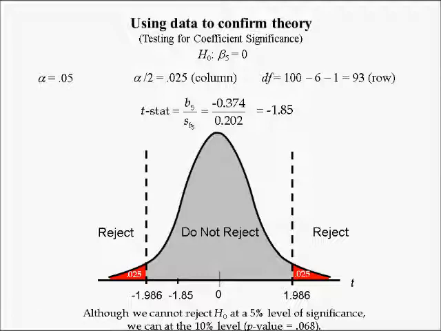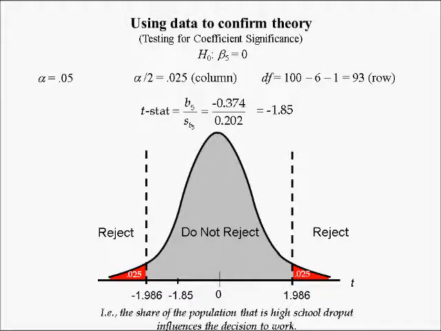Now, since 1.85 is kind of close to 1.986, its p-value is actually 0.068, which means although we cannot reject it at the 5% level, we can at the 10% level. So, using a 10% level of significance, the share of the population that is a high school dropout probably is associated with more work.